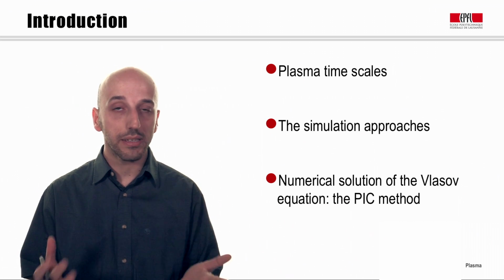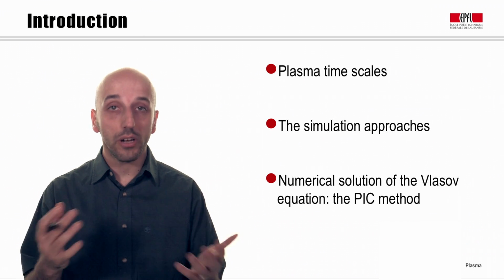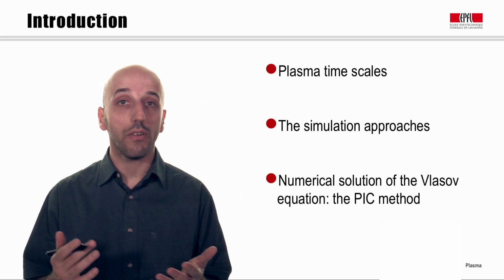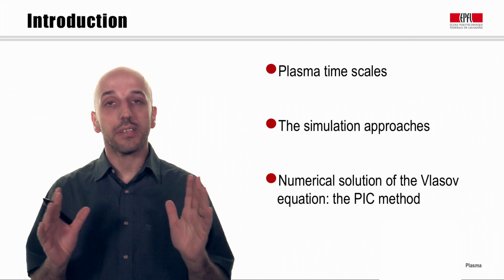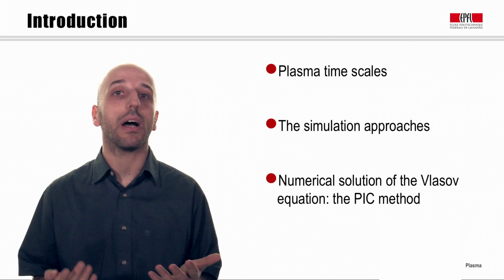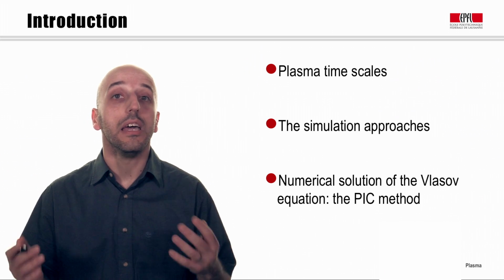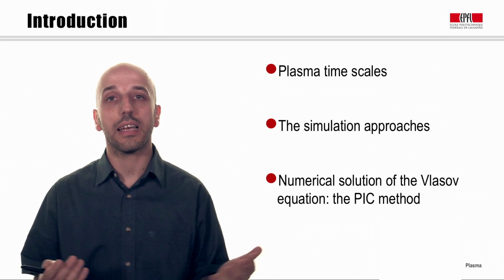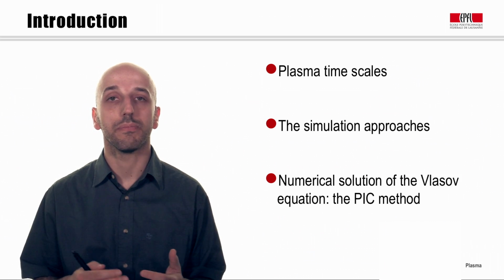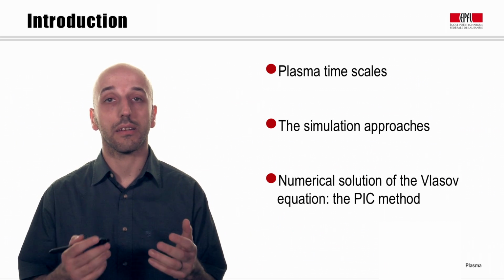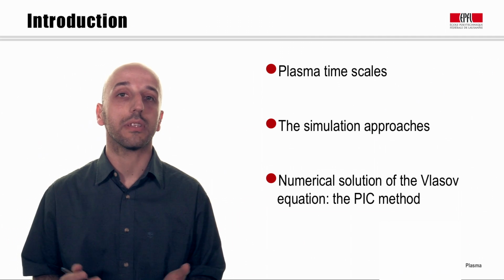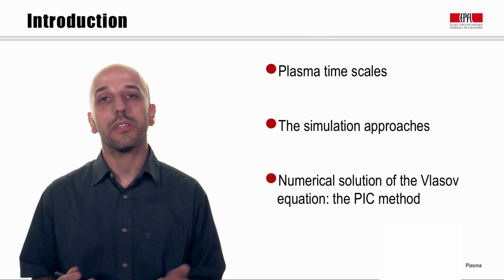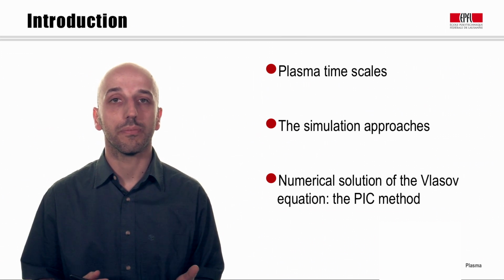The goal of the present module is to give you a short introduction to numerical methods that are used for solving the Vlasov equation. The first thing that I will do is tell you why simulating plasma is so complicated. And it's basically because of the wide range of spatial and temporal scales that are involved in a plasma. Second thing that I will do is to introduce a numerical method, the PIC method, particle in cell, that is used to solve the Vlasov equation.